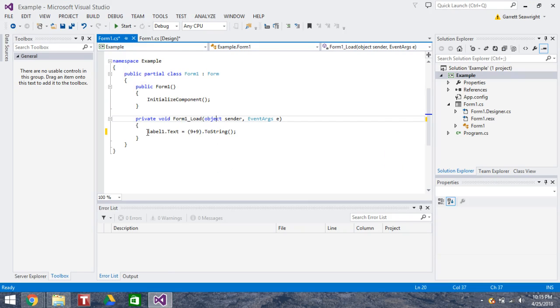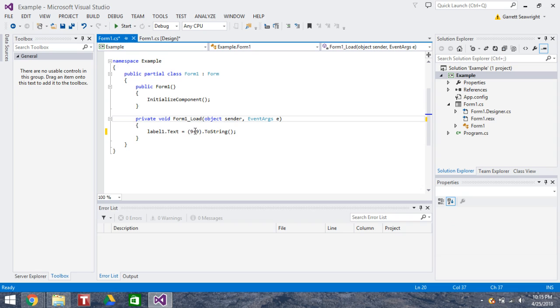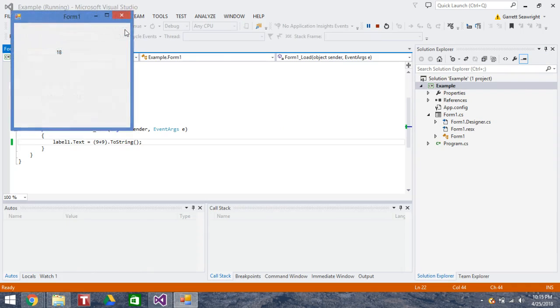I already have this set up. Basically, what it's going to do is set the label's text that I have on my form here to whatever we have in here. We also need, of course, the classic .ToString, because what we have in here is an integer, and we need to convert that to a string in order to store it in a text, because the text only accepts a string. So let's go ahead and run this. It should pop out 18.